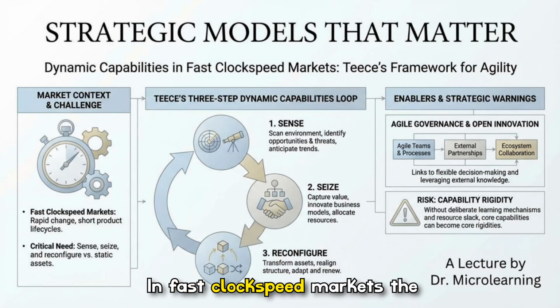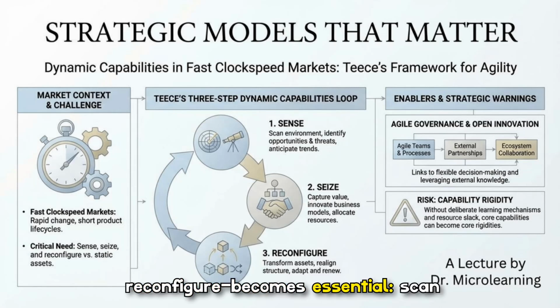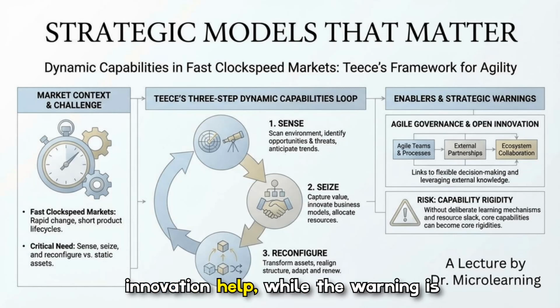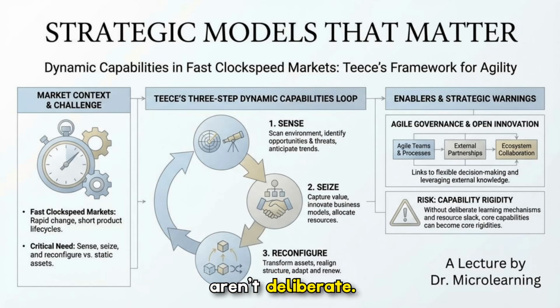In fast clock speed markets, the dynamic capabilities loop, sense, seize, reconfigure becomes essential. Scan the environment for signals, capture opportunities, and allocate resources, then transform assets and structures to stay relevant. Enablers like agile governance and open innovation help, while the warning is real: capabilities can harden into rigidities if learning and renewal aren't deliberate.